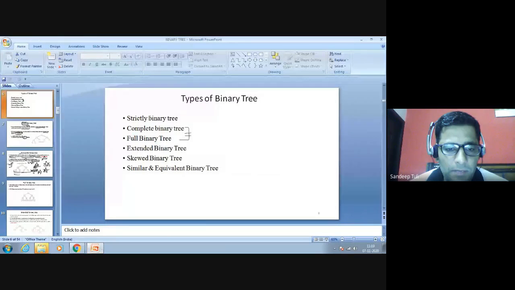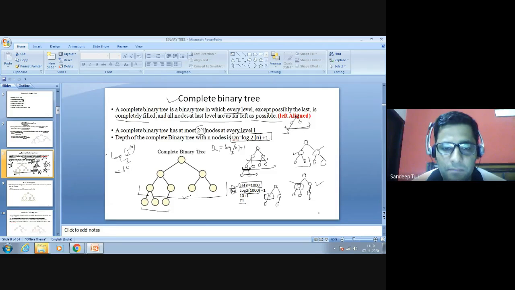Okay. So a complete binary tree is a binary tree in which, except the last level, all the levels are completely filled, and at the last level, all the nodes are left aligned. That is the actual definition of a complete binary tree. So a binary tree in which all the levels except the last level are completely filled, and at the last level, all the nodes are left aligned. That is what a complete binary tree is.